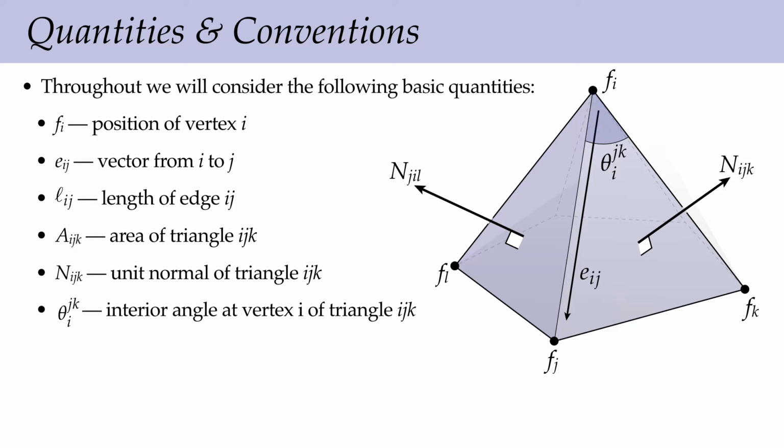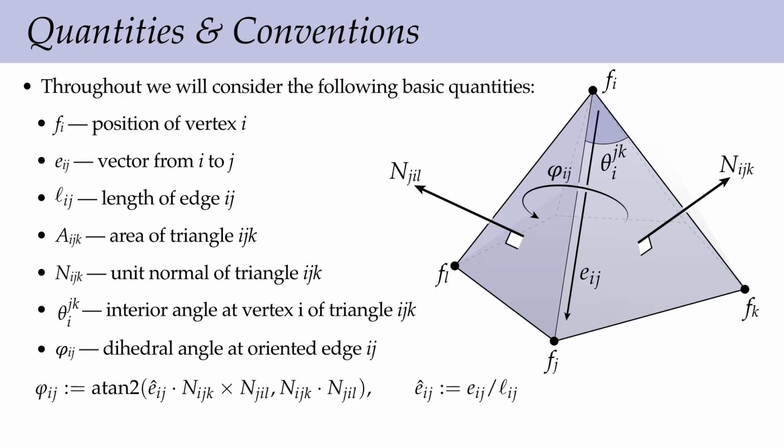The angle phi sub ij is the dihedral angle associated with oriented edge ij, meaning the angle between the normals on either side of the edge. And what's important here is to keep track of orientation. If I'm going along edge ij, the dihedral angle is going in one direction. If I'm going along edge ji, it's going in the other direction. So to make this precise, we could write it out like this and say phi_ij is equal to the arctangent of two arguments. First, the dot product of the unit edge vector e_ij with the cross product N_ijk cross N_jil, and second, the dot product of N_ijk with N_jil.